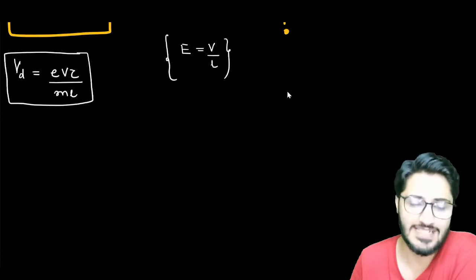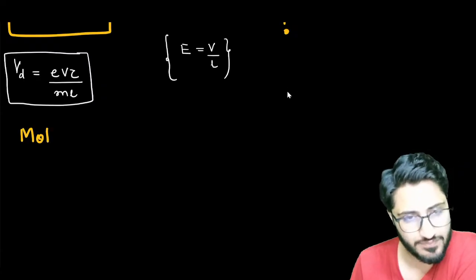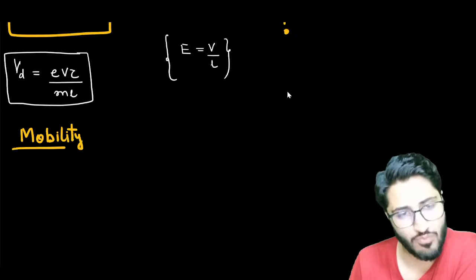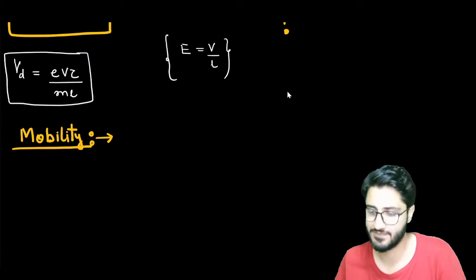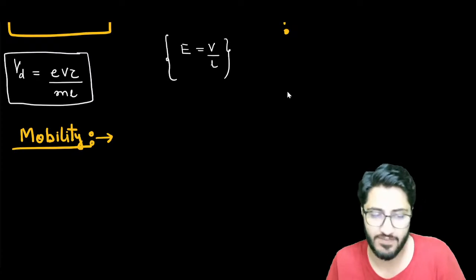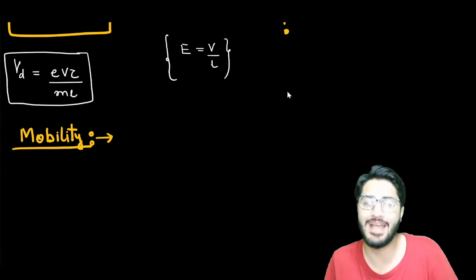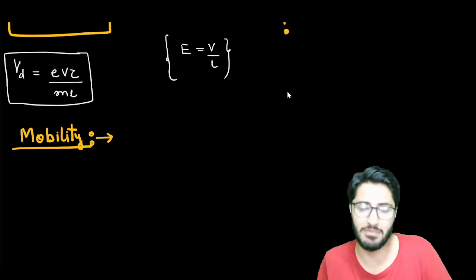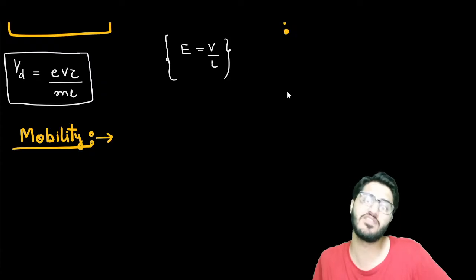Okay, the next term is mobility. What is mobility? Mobility means if we are giving an electric field, how does my electron get drifted with this electric field. Mobility simply indicates how the electron gets drifted if we are given some electric field.